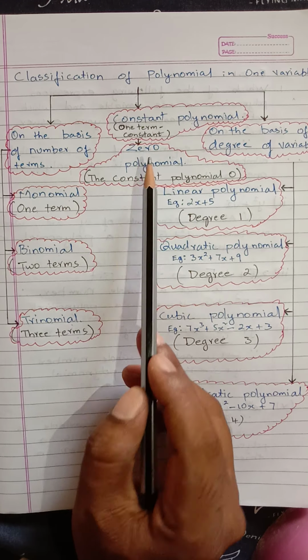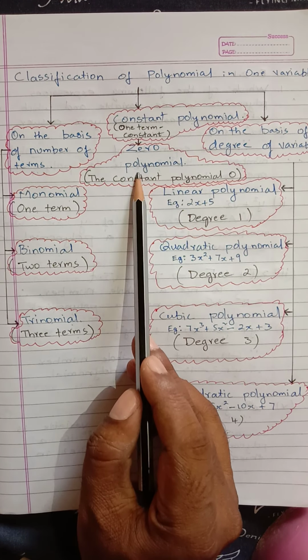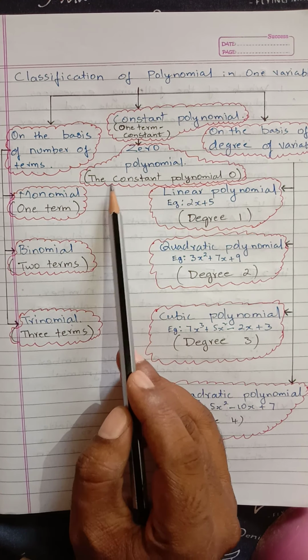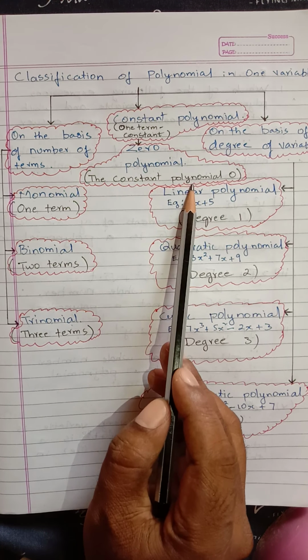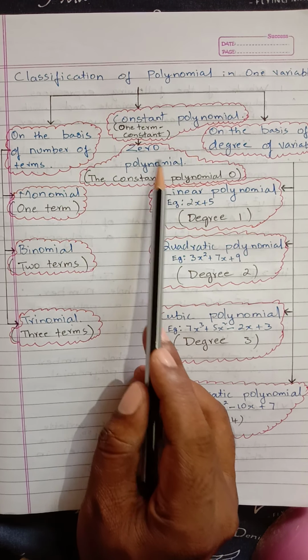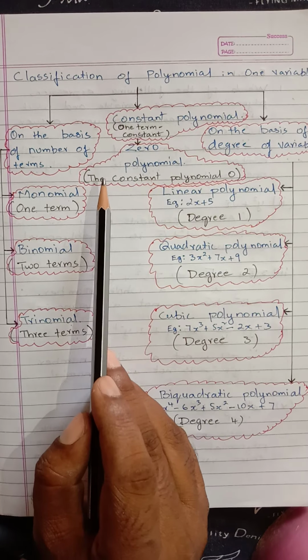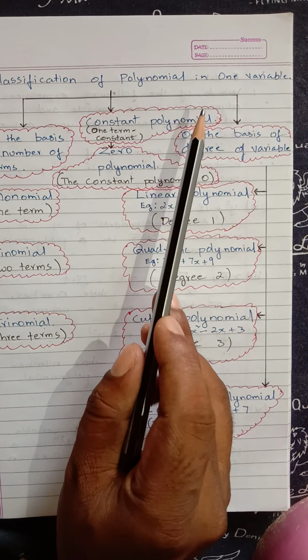From that, we have one more thing, that is the zero polynomial. It will have only one term, and that should be zero. If the given constant polynomial is 0, it is called the zero polynomial. And now, on the basis of the degree of the variable.